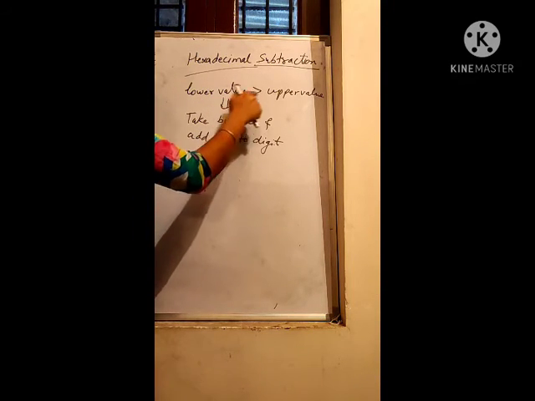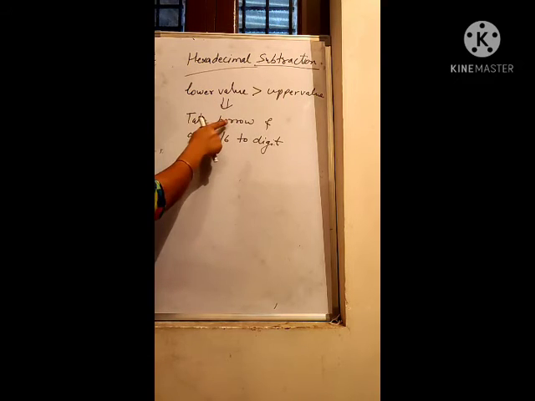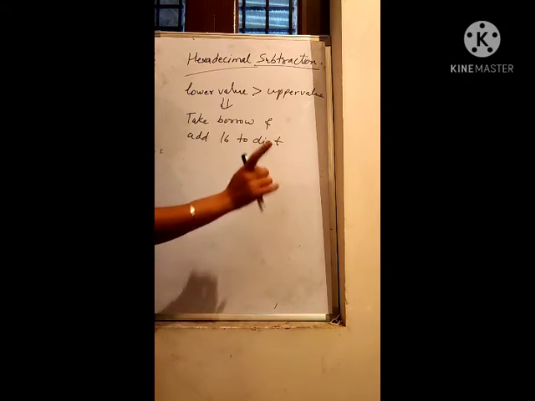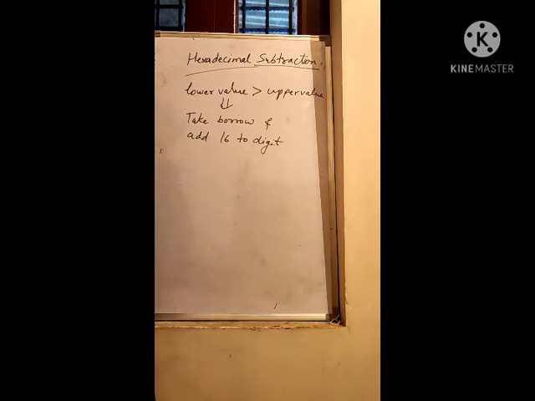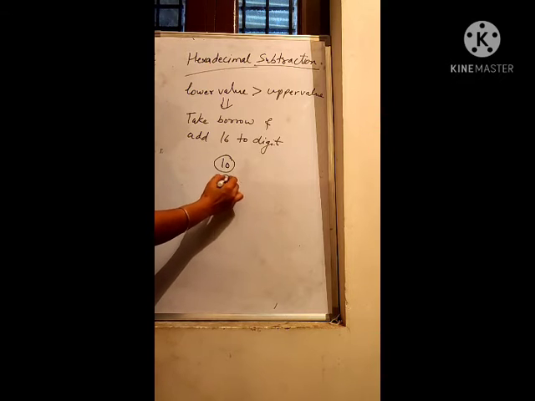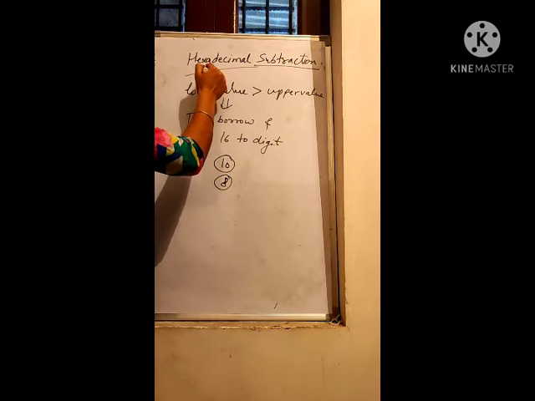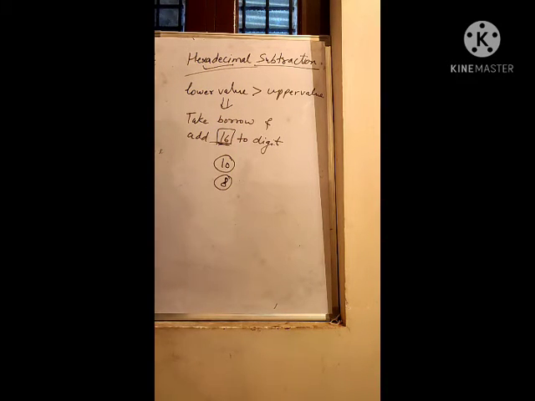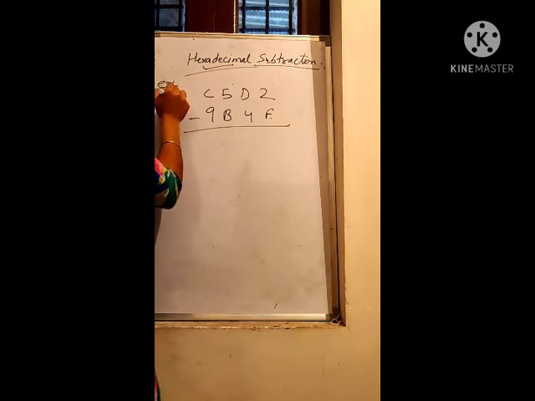If the lower value is greater than the upper value, then we have to take borrow from the left hand side, and we have to add 16 to the digit that takes borrow from the left hand side. In case of decimal, we take borrow from the left hand side and 10 is added to the digit. And in case of octal, we have to add 8 to the digit that takes borrow from the left hand side. But in case of hexadecimal, we have to add 16 to the digit that takes borrow from the left hand side. I am taking an example here.